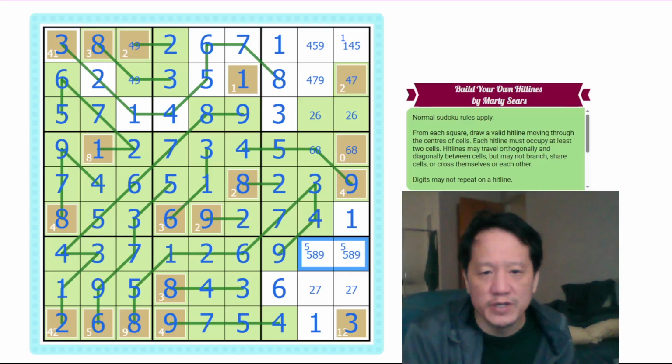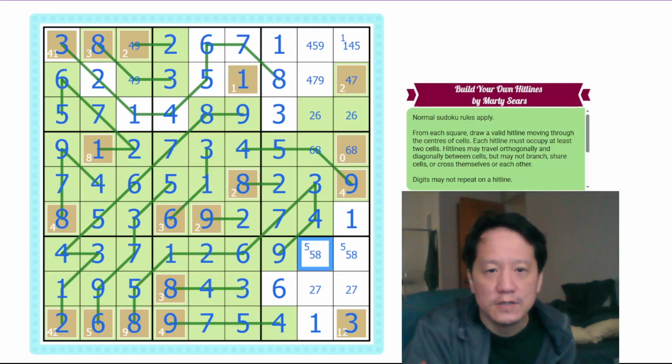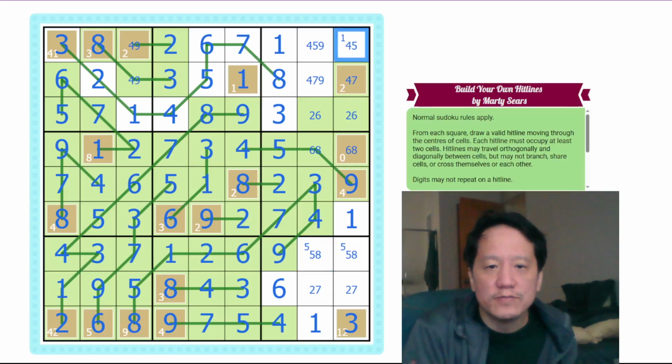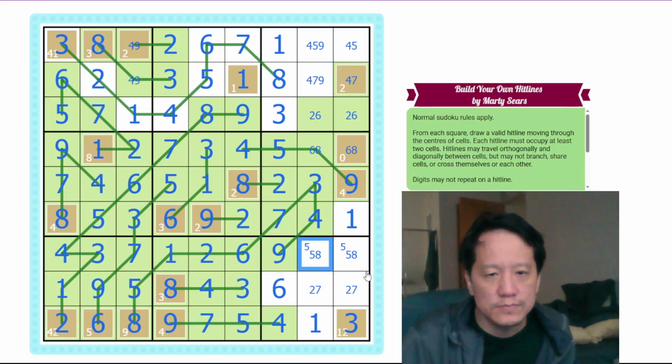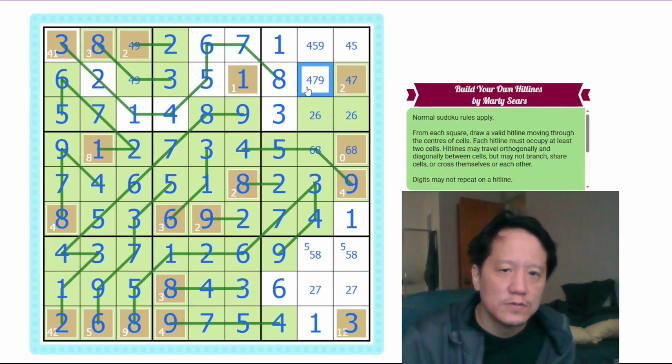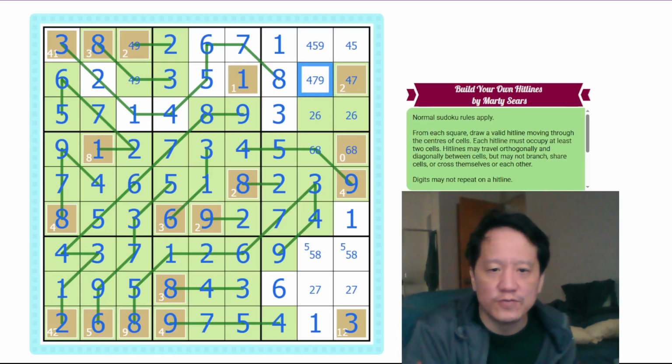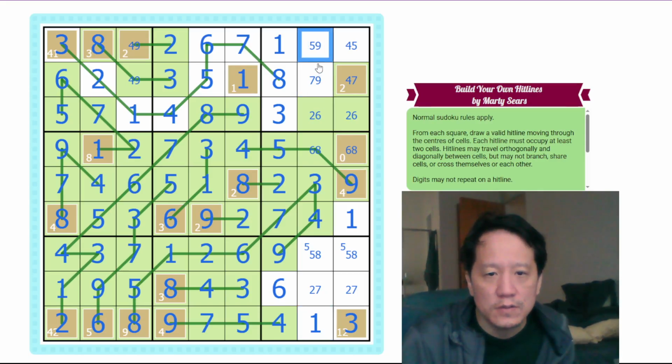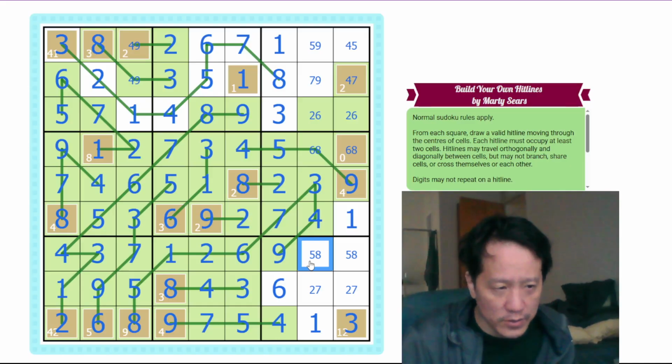Okay, so none of these can be 9. This can't be 1 because of the 1 in the box. This can't be 4 because of the 4 in the column. No 4 here. Okay.